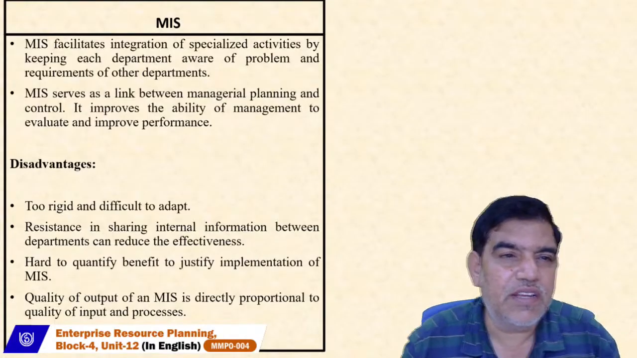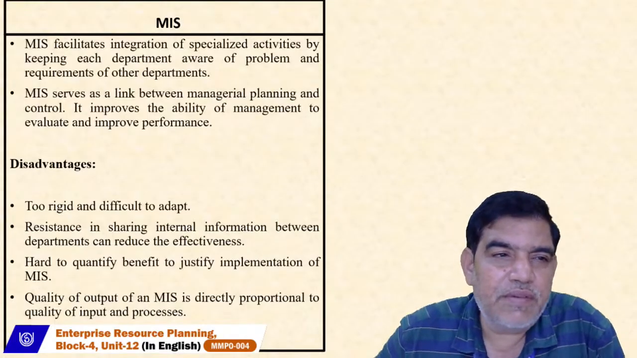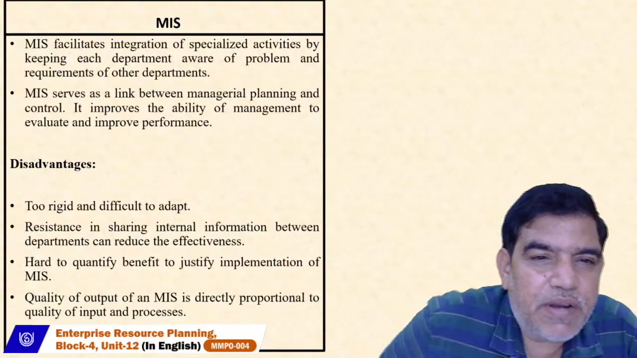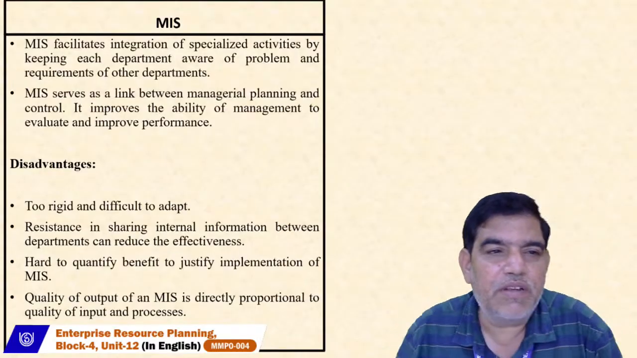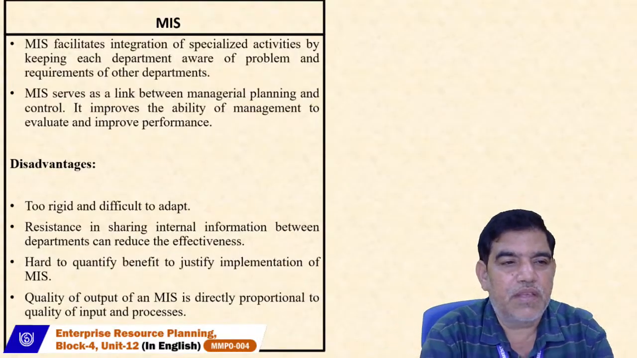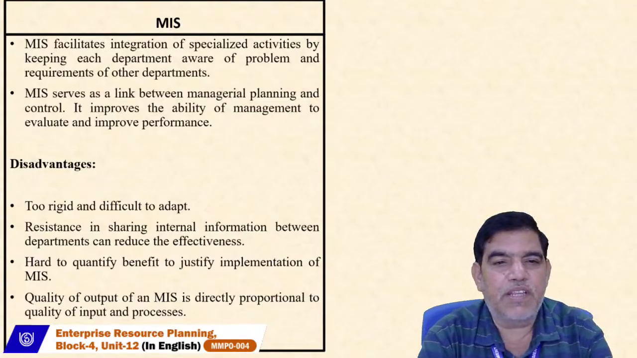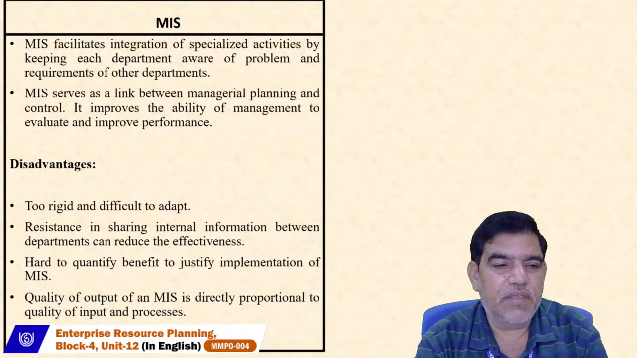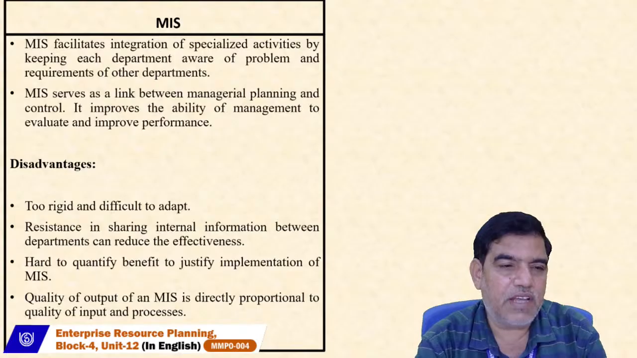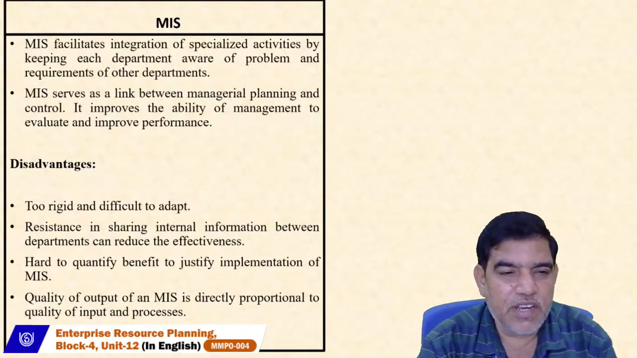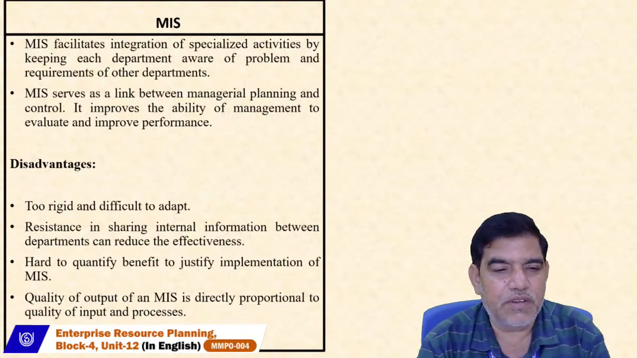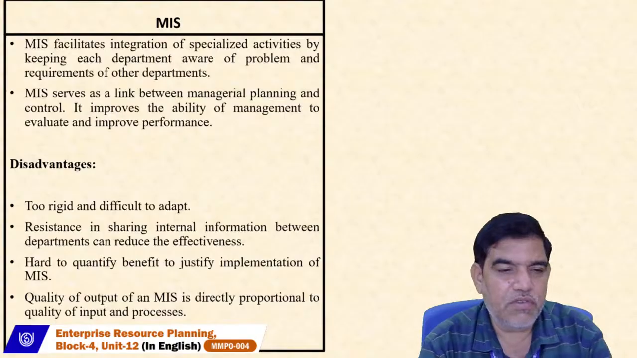Then MIS facilitates integration of specialized activities by keeping each department aware of problems and requirements of other departments. MIS serves as a link between managerial planning and controlling. And the major disadvantages are that it is too rigid and difficult to adapt. Reductions in sharing internal information between departments can reduce the effectiveness. It is hard to quantify benefits to justify implementation of MIS.